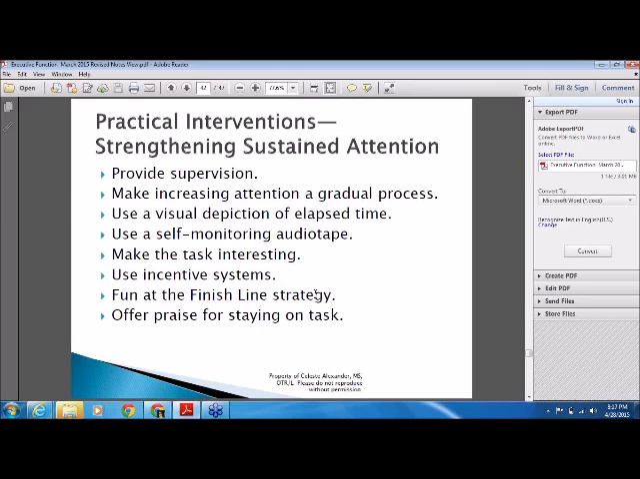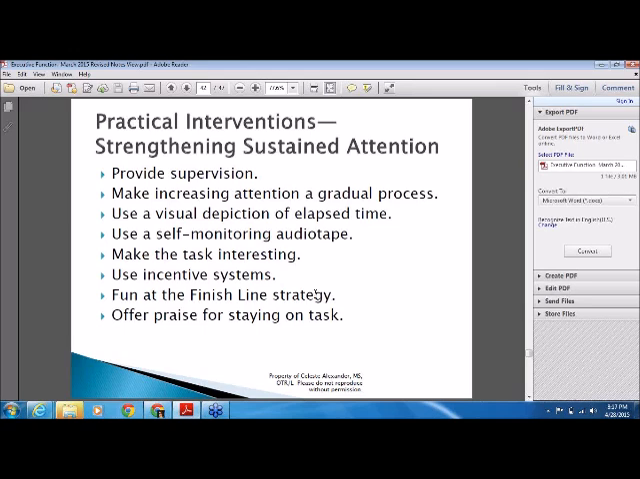Okay, providing supervision, making increased attention a gradual process. And I think, again, we can't expect our children to just all of a sudden be able to attend for 2 hours or an hour or even 30 minutes. It's got to be a gradual process. And again, I think we do that so naturally in our OT work. But we have to share that with other disciplines who maybe don't understand that.